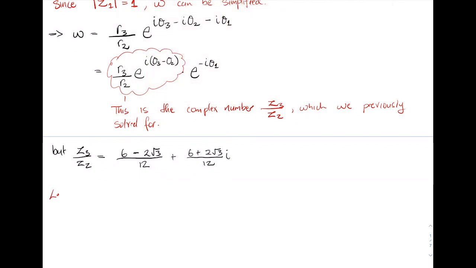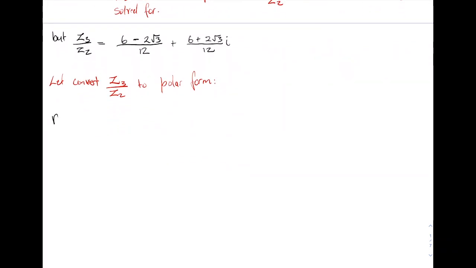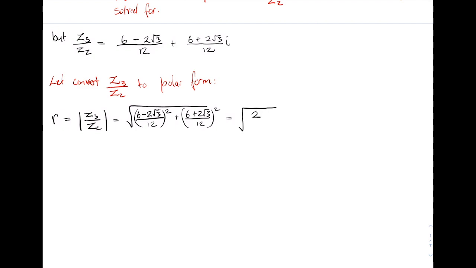We can convert this complex number into its polar form. To convert it into its polar form, we need to know the modulus of the complex number and its argument. So let's go for the modulus first. R is equal to the modulus of Z3 divided by Z2, which is equal to the square root of ((6 minus 2 square root 3) divided by 12) all squared plus ((6 plus 2 square root 3) divided by 12) all squared. After taking the square root of that, we end up with the square root of 2 divided by 3.